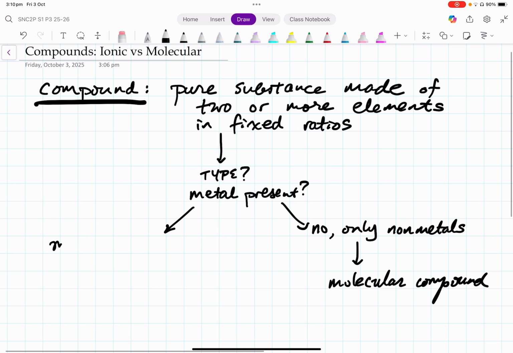If you have a metal and a nonmetal, you've got yourself an ionic compound. And the metal one is called the cation, and that's why I made the cute little cat ion, the knight. Okay, ionic compound.